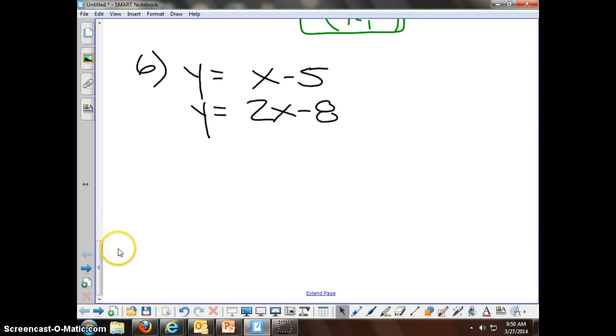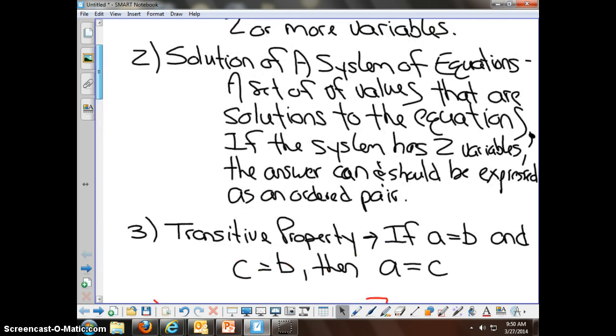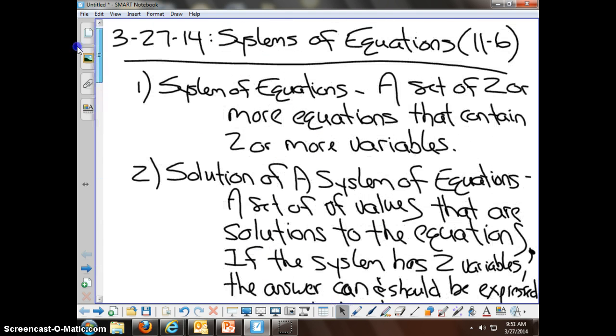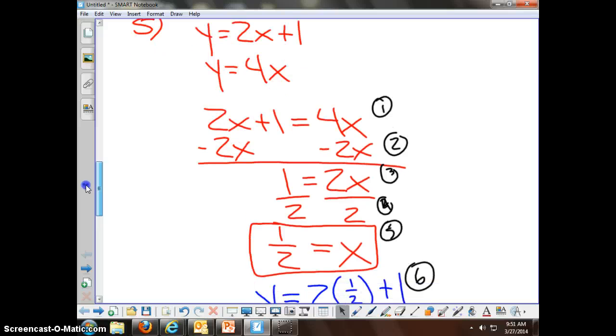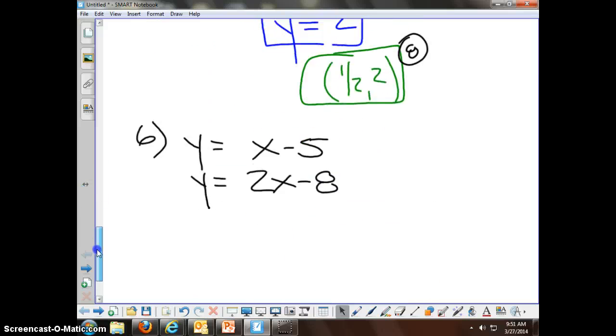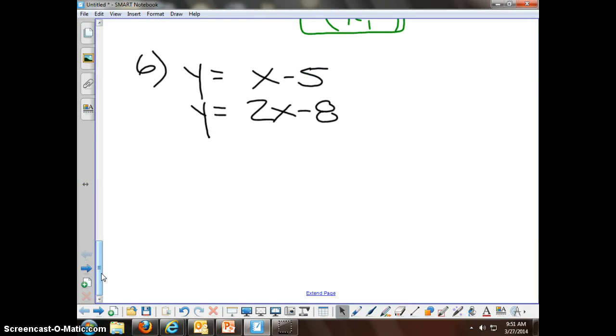We've got y equals x minus 5. We've got y equals 2x minus 8. We are working on systems of equations 11.6. We've got our definitions of the transitive property, system of equations, and solutions to the system of equations. We've already done one together, so walk me through how we are going to solve this problem.